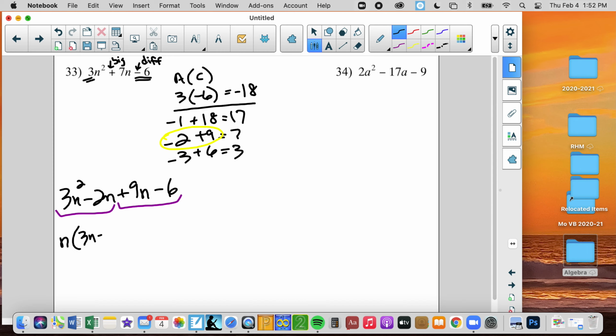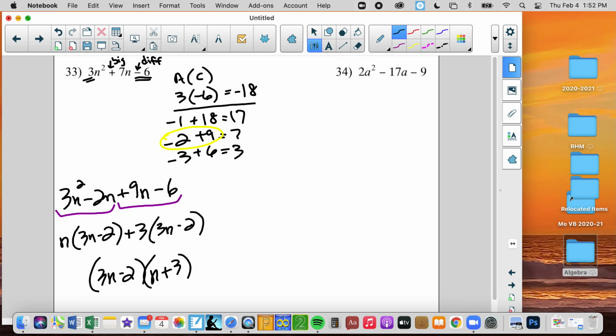That gives me 3n minus 2. I have 9n and negative 6. I can take out a 3, and that leaves me with 3n minus 2. I know I did it right because they're both 3n minus 2 in the parentheses. I'm going to take that away, and that leaves me with n plus 3.